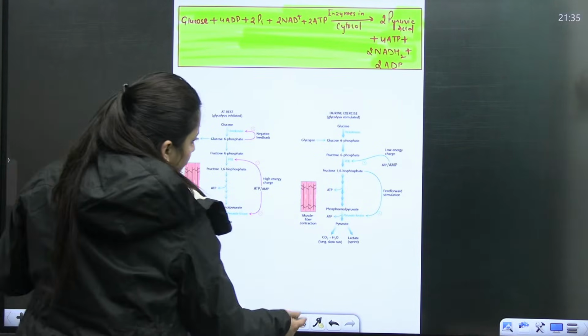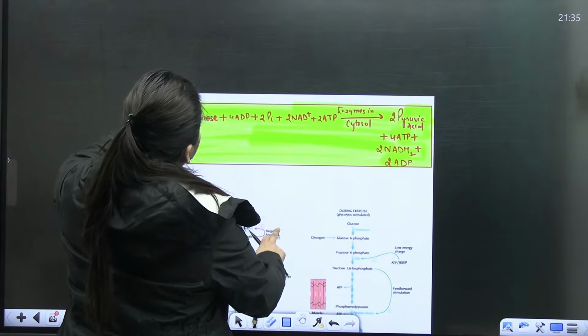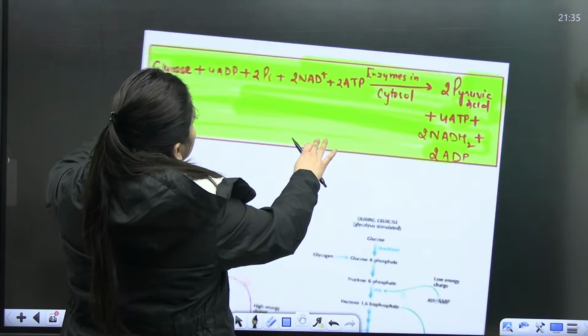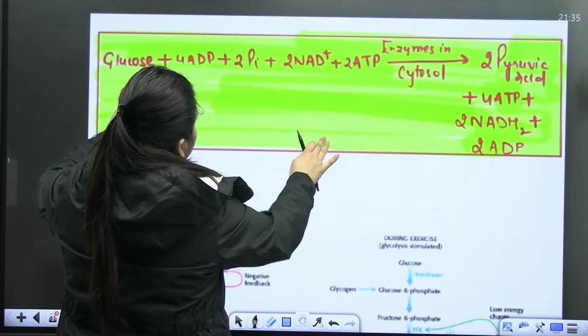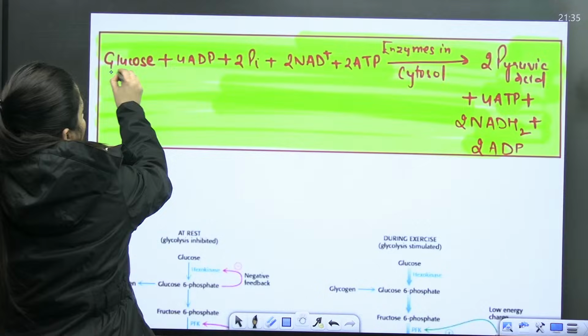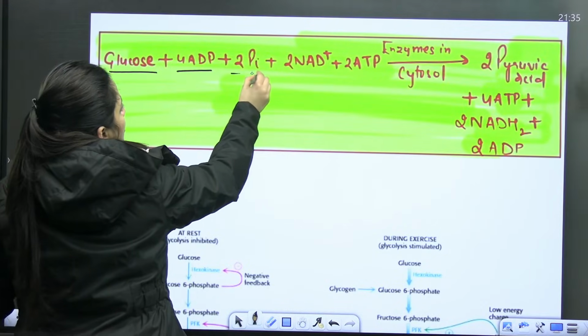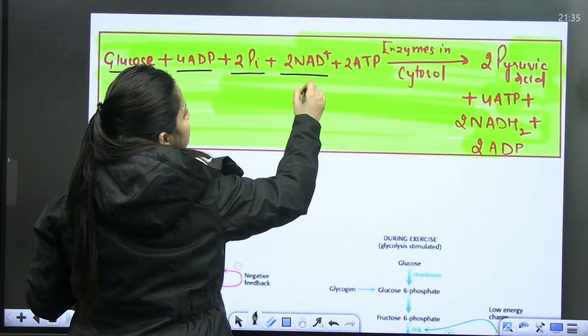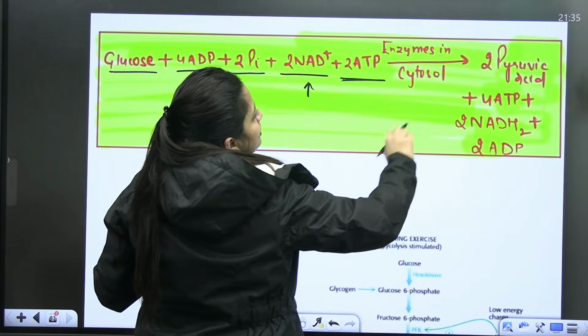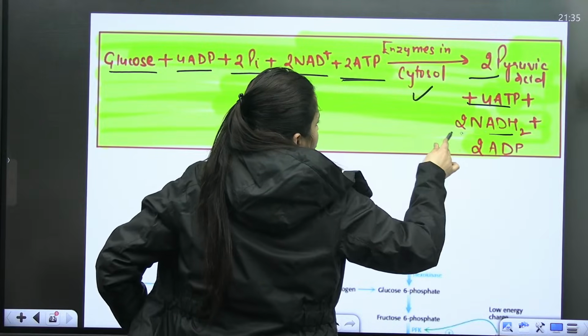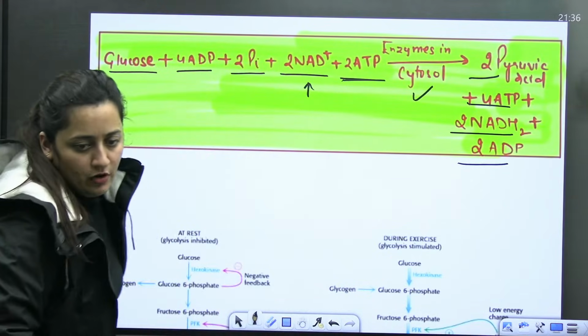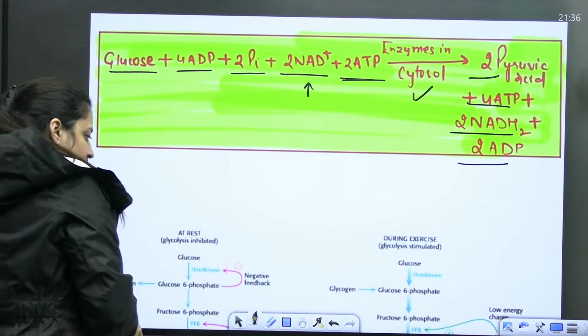So this is the reaction, beta. This is the reaction of glycolysis, which should be very clear in your mind. Is that clear? So 1 glucose, 4 ADP, 2 inorganic phosphate, 2 oxidized NAD, and 2 ATP are used, with enzymes in the cytosol. So 2 pyruvic acid, 4 ATP, 2 NADH2 and 2 ADP are formed. Is that clear?